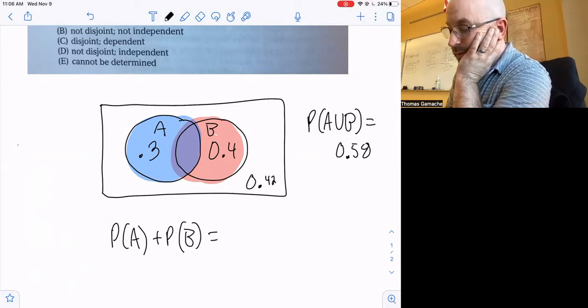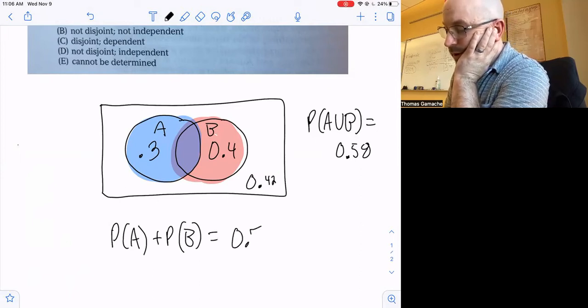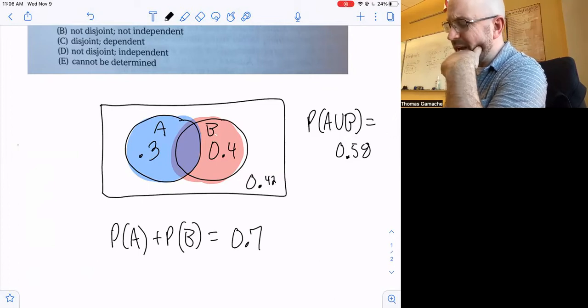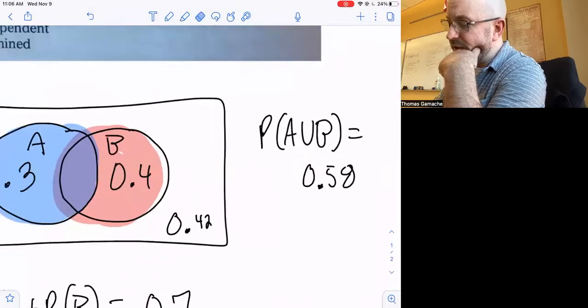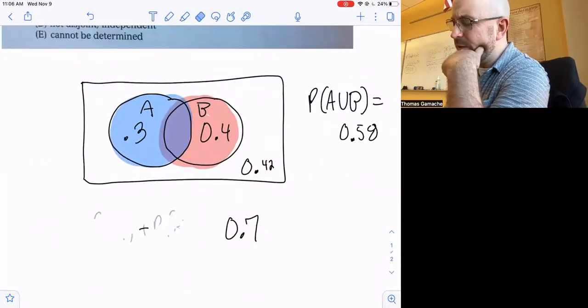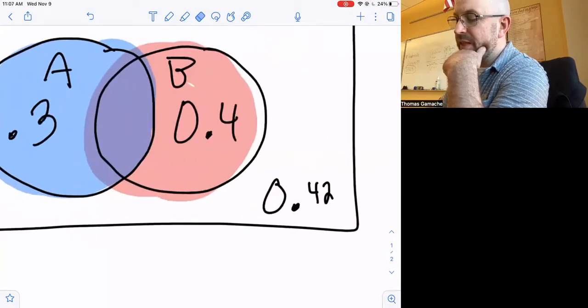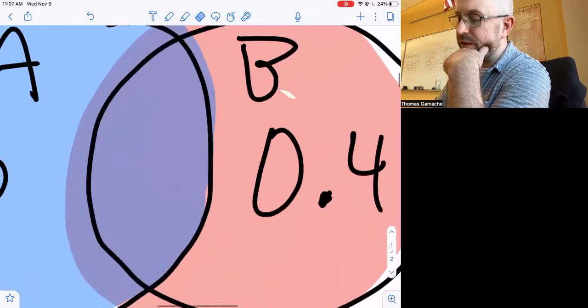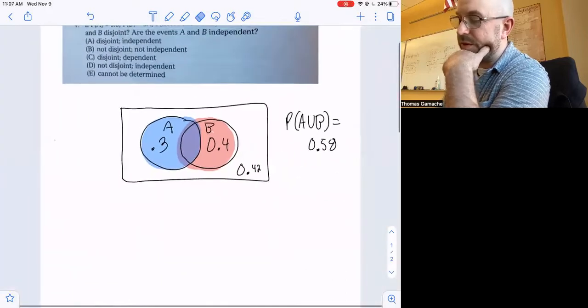I'm getting 0.7. I'm supposed to be getting, though, 0.58 right here. See, I'm supposed to be getting 0.58 because the probability of neither happening is 0.42. What that's telling me is that I'm counting something twice when this is happening. That 0.3, that's supposed to include some of this overlap. That 0.4, that's supposed to include some of this overlap.